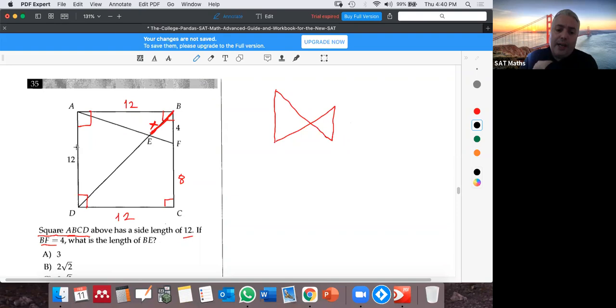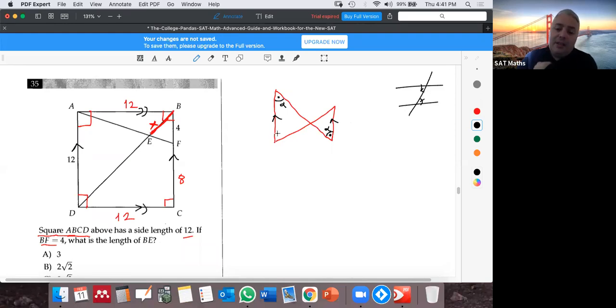This is a square. Square means opposite sides are parallel to each other. It means that these two sides are parallel to each other. Excellent. Why excellent? This angle, if I call alpha, this angle will be alpha. Any question for this? Alternate interior angles. Whenever we have something like that, these two are equal to each other.